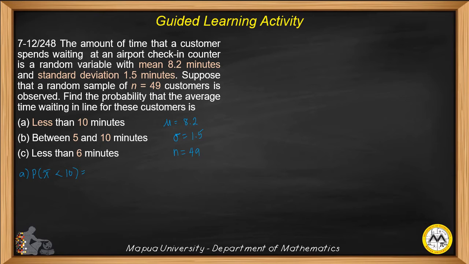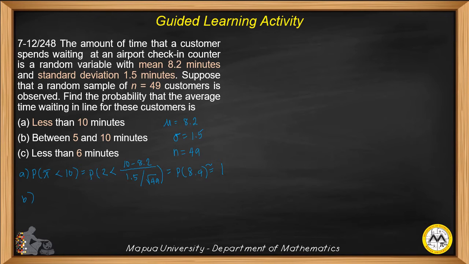So we're looking for the probability that x bar is less than 10. So that is equivalent to a z value less than 10 minus 8.2 over 1.5, sigma over square root of n. So this would be p of z less than 10 minus 8.2 divided by 1.5 over square root of 49. So this is p of z less than 8.4, which is approximately equal to 1. So there is a 100% probability that you would be waiting less than 10 minutes if the average is 8.2 minutes.